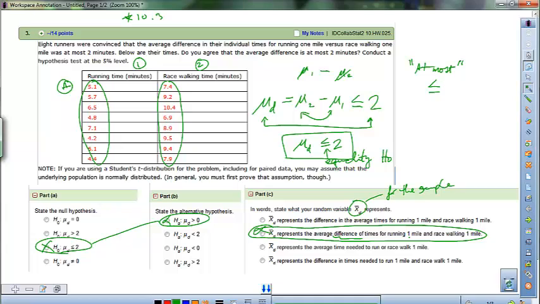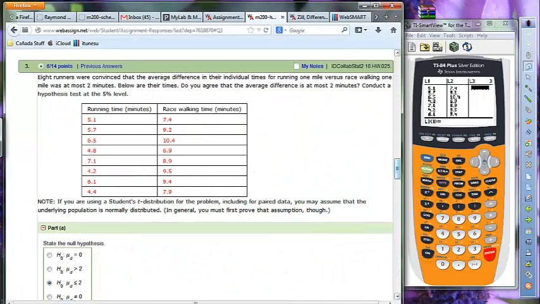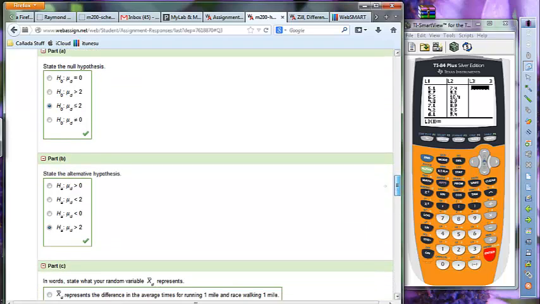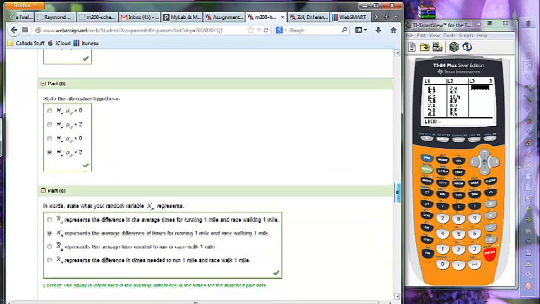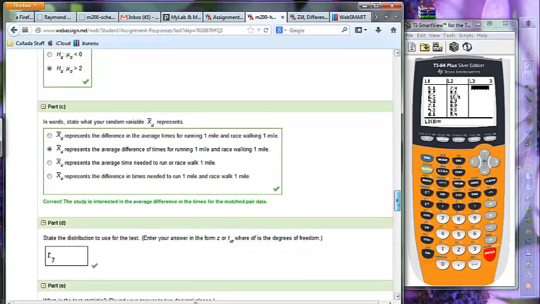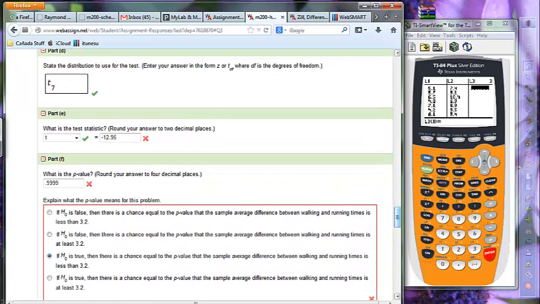Alright, so let's go to our actual problems, and I've inputted those answers already. Here's the mu sub d less than or equal to 2. Here is the mu sub d bigger than 2. That's your alternative hypothesis, and represents the average difference in times. So the next part of the problem is asking for the test statistic, etc. So I tried this one way and it didn't work out for me because I took the difference backwards, and so we're going to attempt it where hopefully it'll be correct this time.